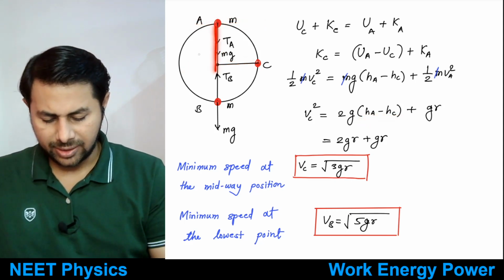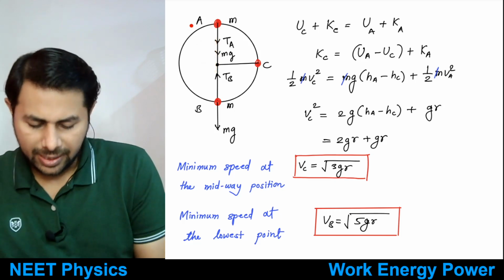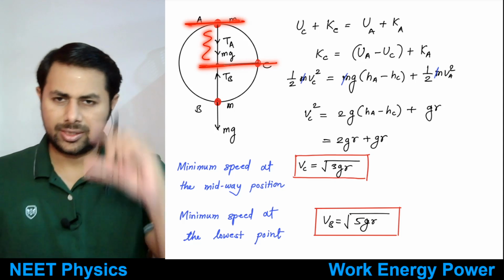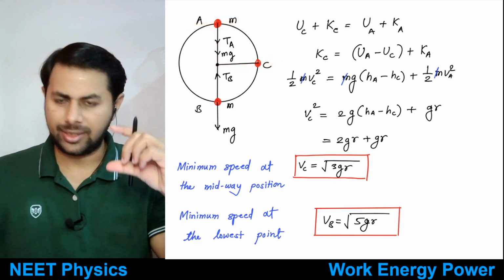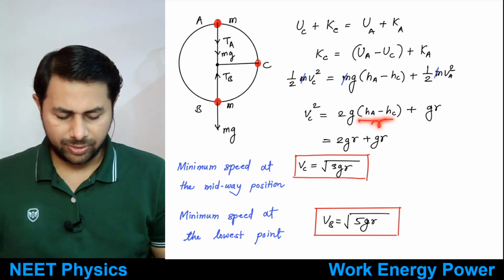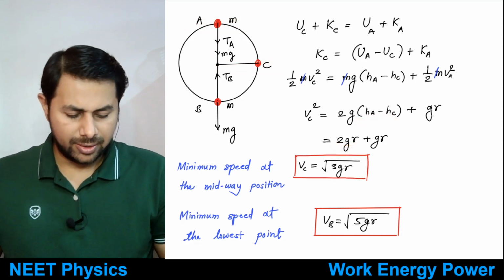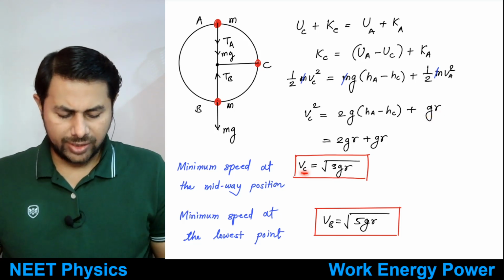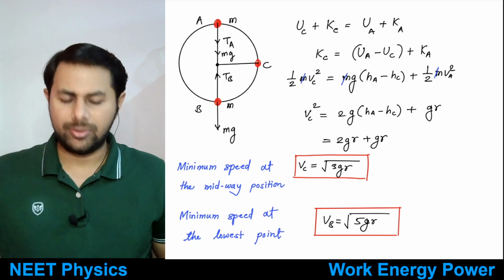How much is this? It's equal to R, right? Height at A minus height at C. So this much difference is equal to R, the radius of the circle. So Ha minus Hc is equal to R. Just put that. So you have 2gr plus gr, 3gr, that is Vc square. So Vc therefore is equal to root 3 gr.